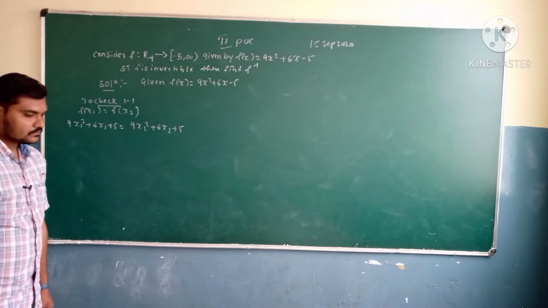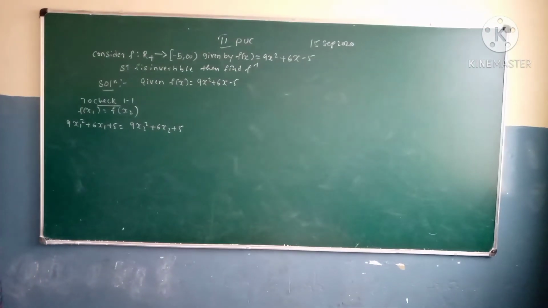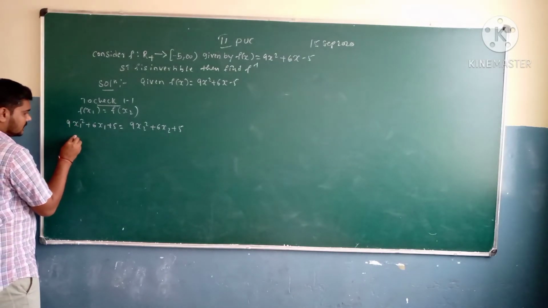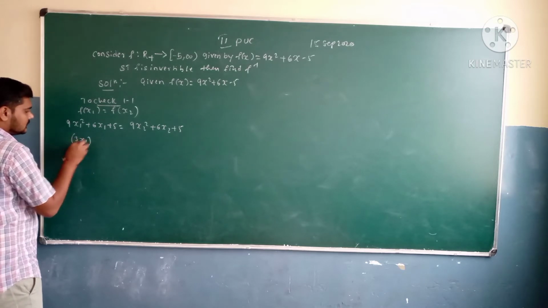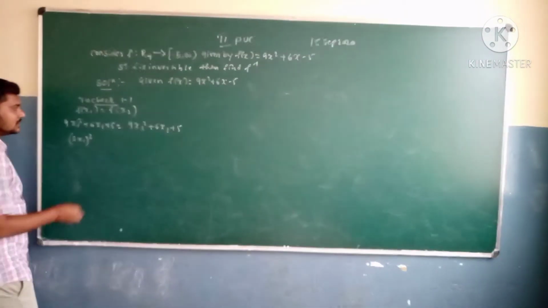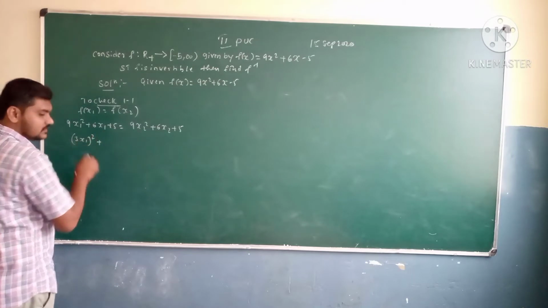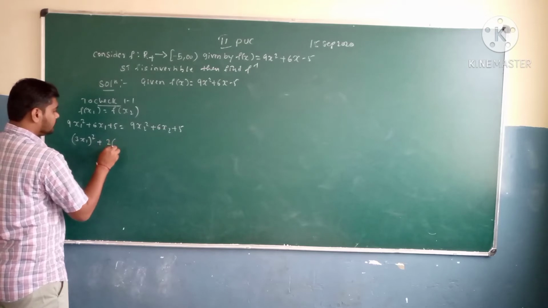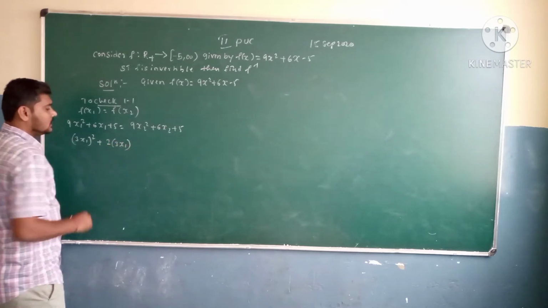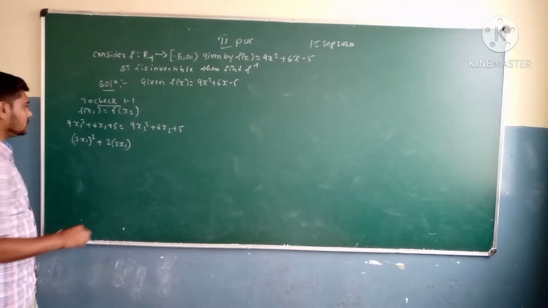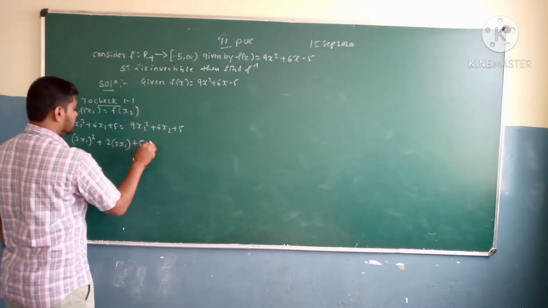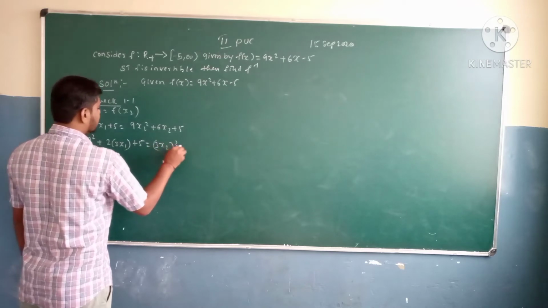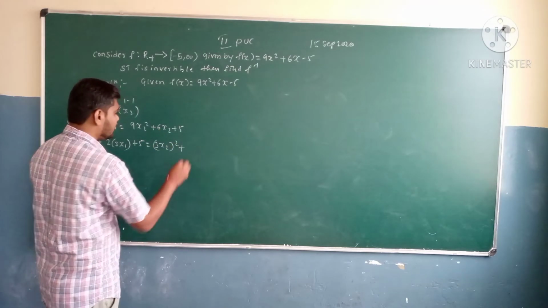So here 9x1 square can also be written as (3x1) whole square, plus this 6x1 can also be written as 2 into 3x1, plus 5 is equal to this one. 9x2 square can also be written as (3x2) square, plus the 6x2 can also be written as 2 into 3x2, plus 5.